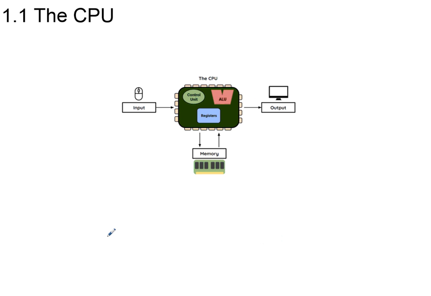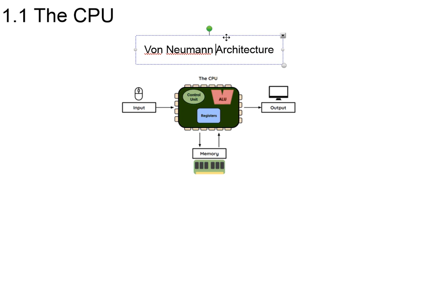Okay, also as part of 1.1 we have this diagram, and this diagram represents a certain type of architecture that we use inside of most modern computers, and that is von Neumann architecture. You don't need to draw this diagram out, but there are three key features of von Neumann architecture that you do need to know.